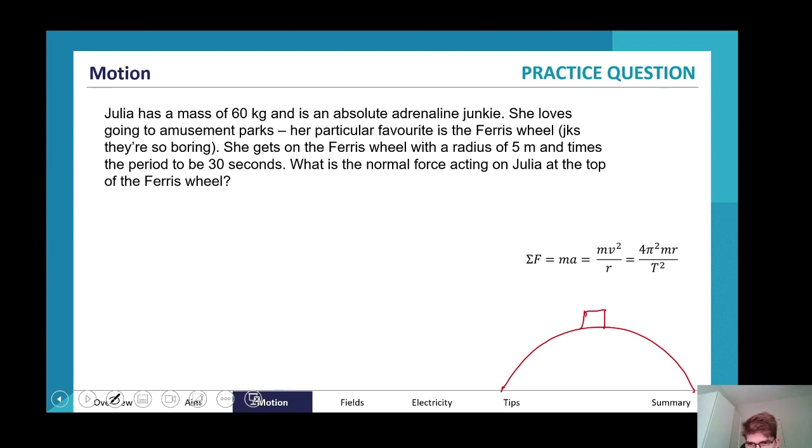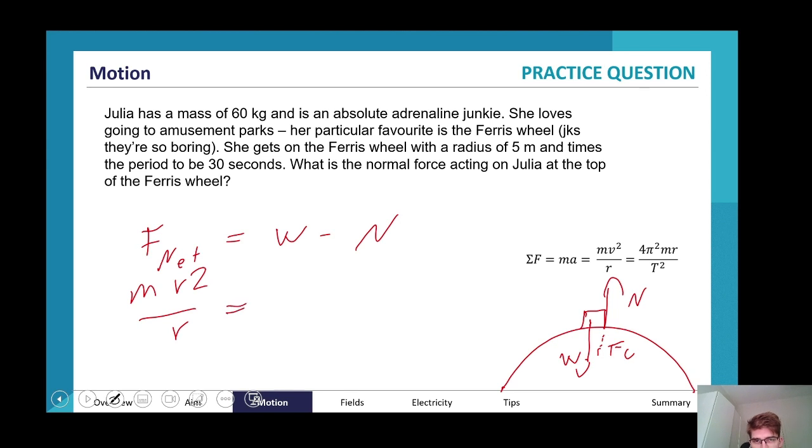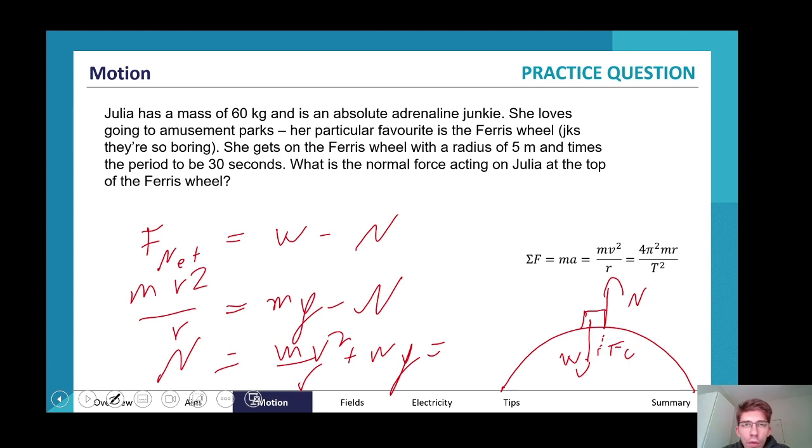All right, so let's say Julia is on this car. You have a normal force going up, you have a weight force going down, and the weight force should be a bit larger than the normal force. And then you have a net force, which is, again, the centripetal force, right? The centripetal force is in between the weight force and the normal force. The centripetal force, or F net, is equal to weight force minus normal force. F net is mv squared on r, and it's equal to mg minus N. So N is equal to mv squared on r plus mg. So this is how we find the normal force.